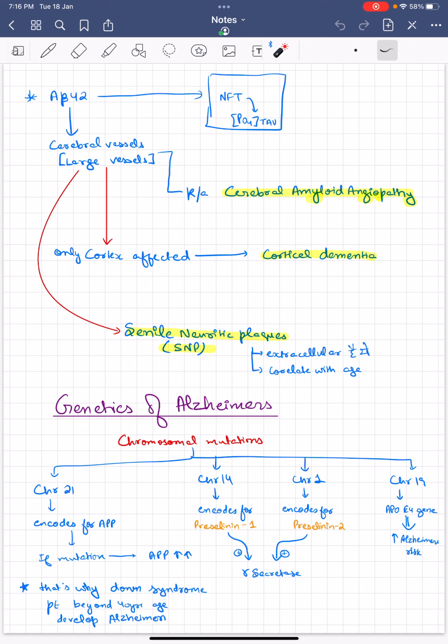The most common chromosomal anomaly is chromosome number 14 mutations, leading to the Presenilin gene mutations. Presenilin 1 and Presenilin 2. Chromosome 1 encodes for Presenilin 2, and chromosome number 14 encodes for Presenilin 1. They both somehow activate the gamma secretase, leading to its increased function. And chromosome 19 leads to ApoE4.